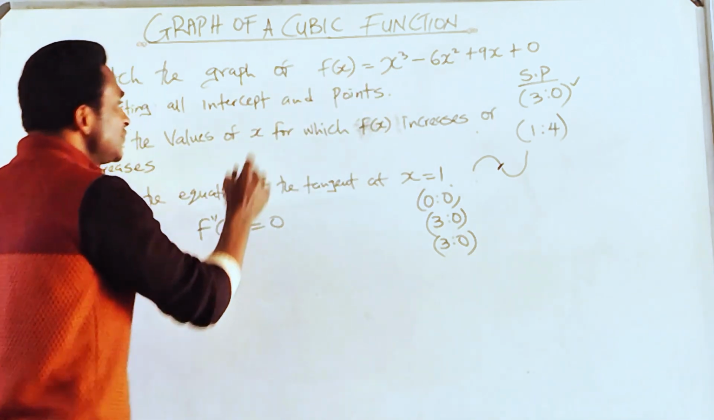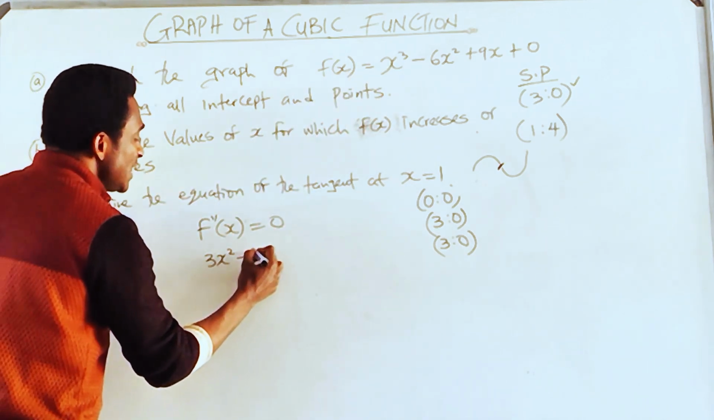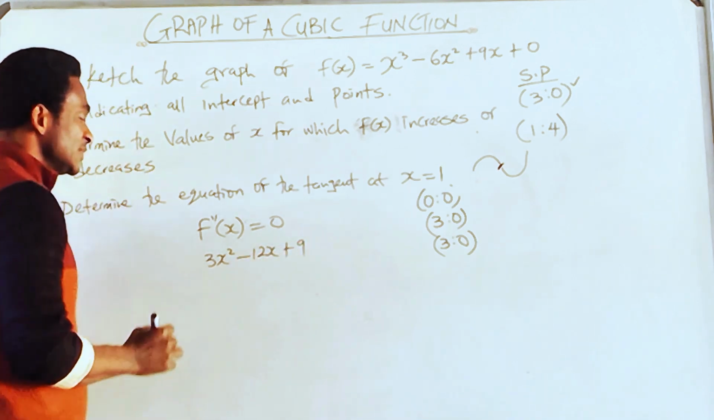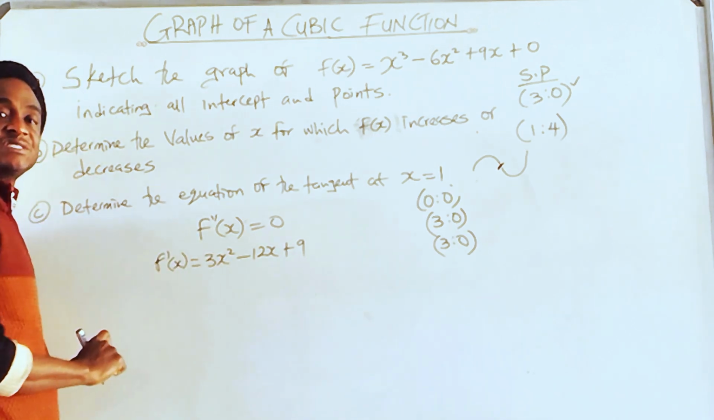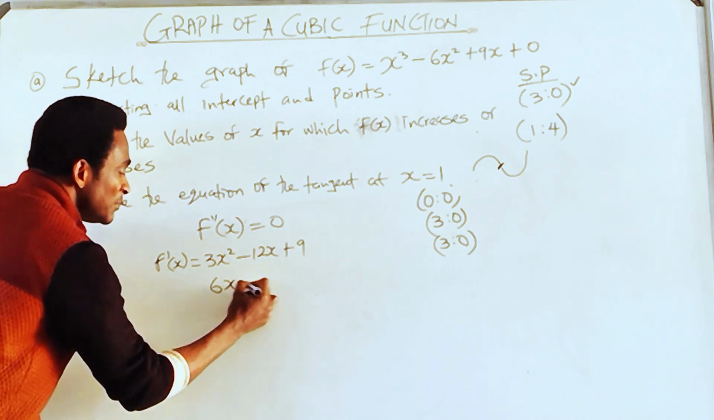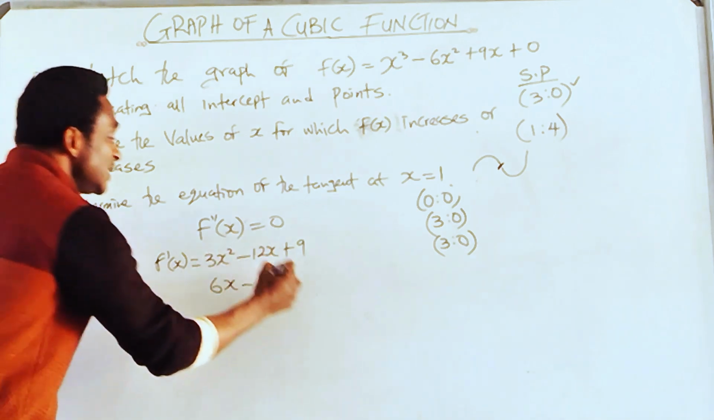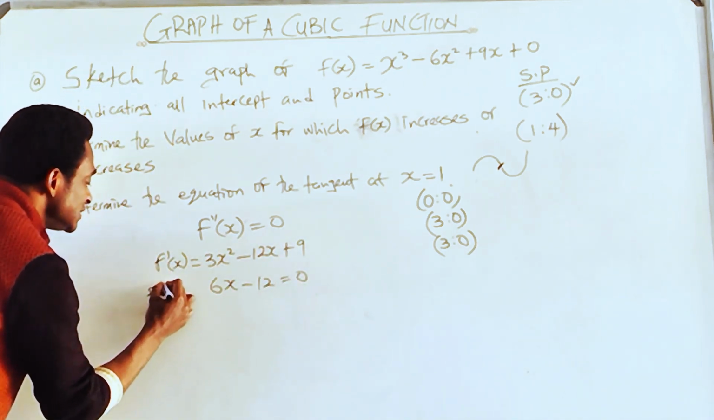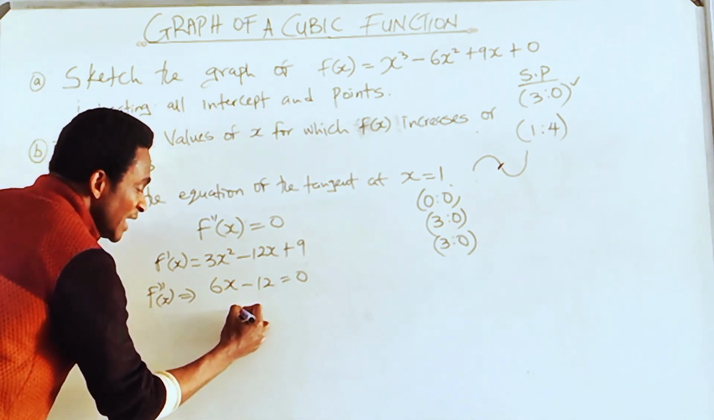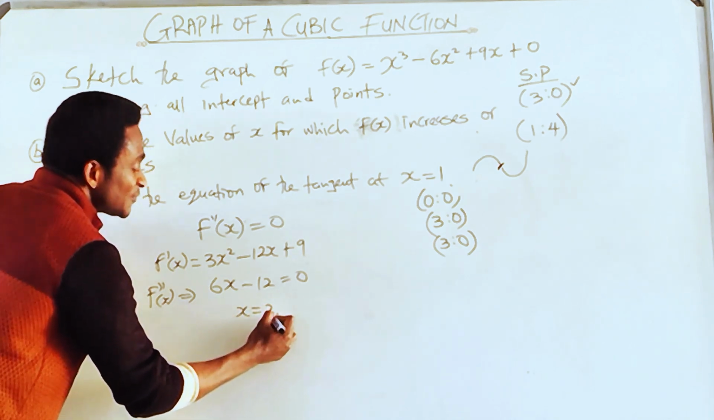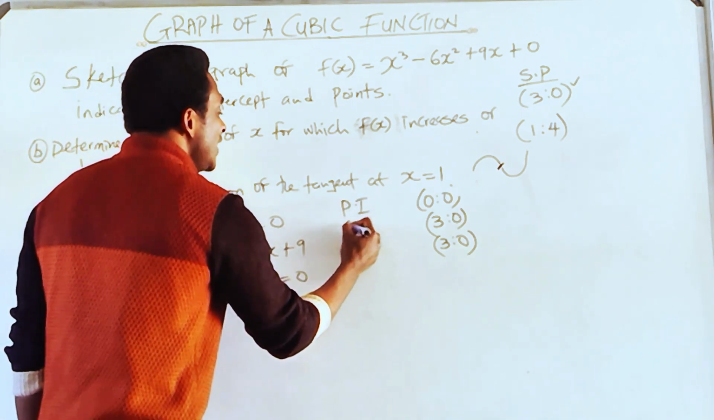This is the function. First derivative gave us 3x squared minus 12x plus 9. Second derivative, differentiate again. We have 6x minus 12. The derivative of a constant is 0. So we equate the second derivative to 0. If we solve for x here, x will be equal to 2. So for our point of inflection, we have x as 2.